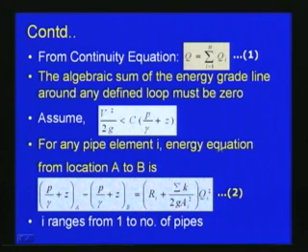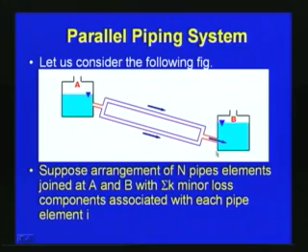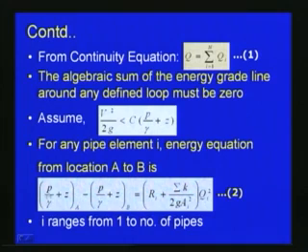So, for any pipe element i, two equations are available: one is the continuity equation and the second is the energy equation. We can write the energy equation between A and B. That gives p by gamma plus z at A minus p by gamma plus z at B equal to R i plus sigma k by 2 g A i square, into Q i square, where Q i is the discharge in pipe number i, A i is the cross section of pipe number i, and R i is the resistance coefficient of pipe number i, as we discussed in the previous slides for pipes in series. Here i ranges from 1 to the number of pipes.